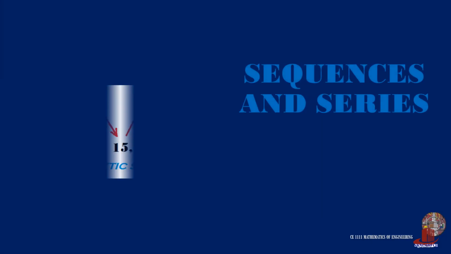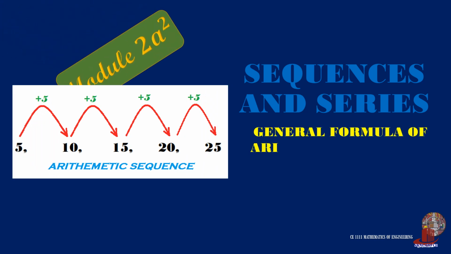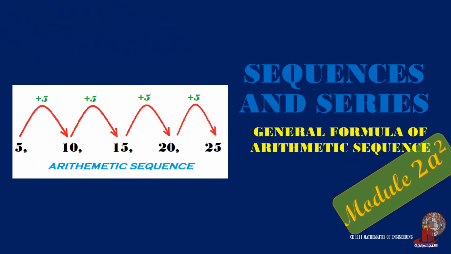Besides the explicit formula of arithmetic sequence, the general formula can also be used to find the rule for a specific number pattern. Learn the procedure here in Mathematics of Engineering.